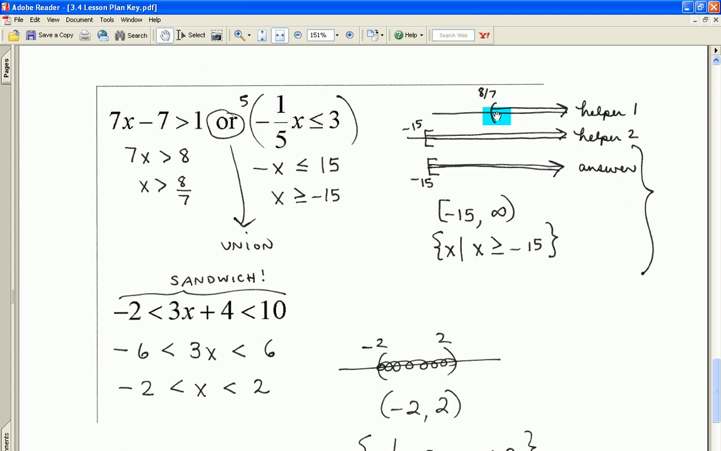On the first helper graph, we have all numbers greater than 8/7, paren. On the second helper graph, we have all real numbers greater than or equal to, that's why there's a bracket, negative 15. When I put these together with an OR, I pick up everything from negative 15 toward infinity. And the reason is, on helper graph 2, the numbers between negative 15 and where I'm pointing, even though they don't appear in the top helper graph, they do appear in the bottom one.